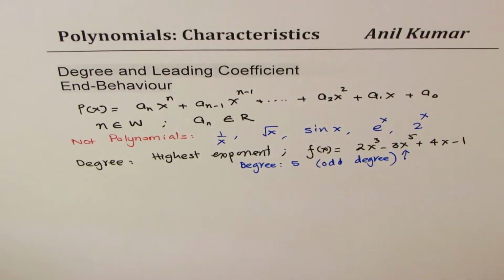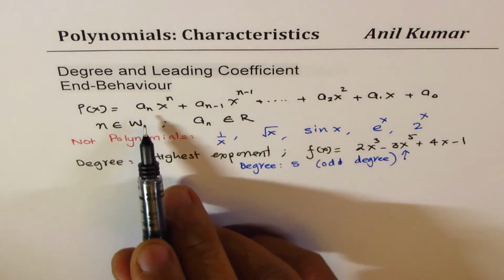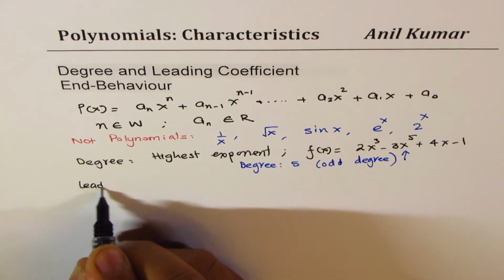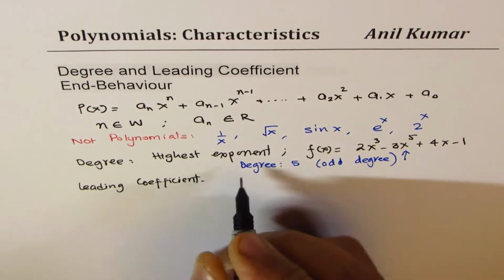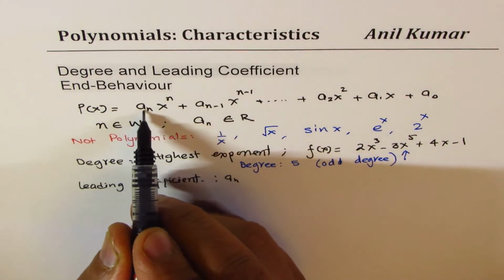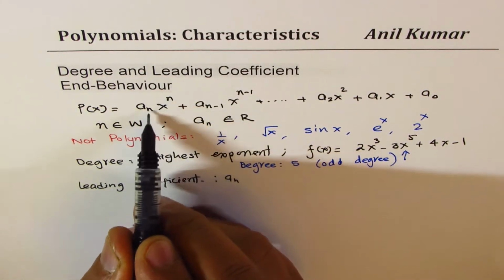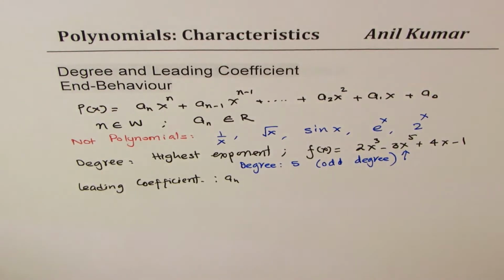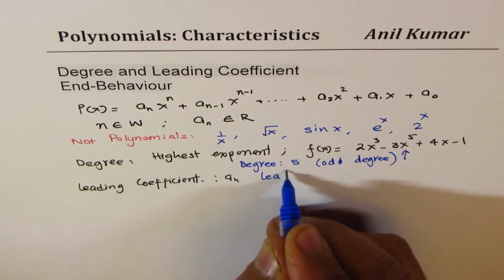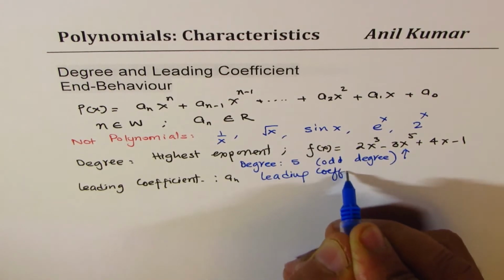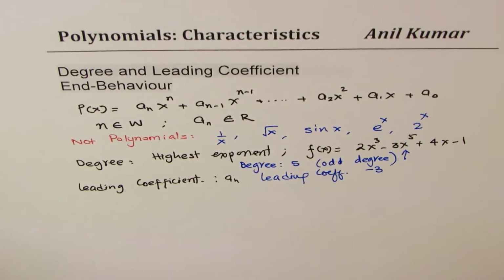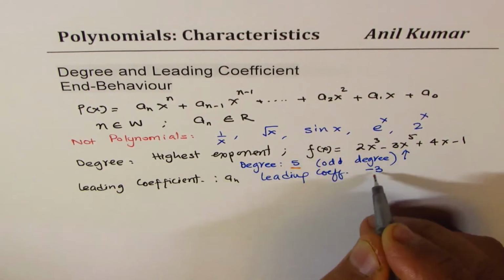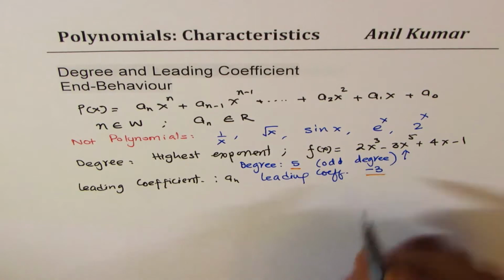Is that okay? Now, the second important thing to look is the leading coefficient. an, which is the coefficient of x with highest degree is called the leading coefficient. And in our example, leading coefficient is? Leading coefficient is not 2, but minus 3. It is minus 3. You get an idea, correct? So those are the answers for the given example. So degree is 5. It's odd degree function with leading coefficient of minus 3.